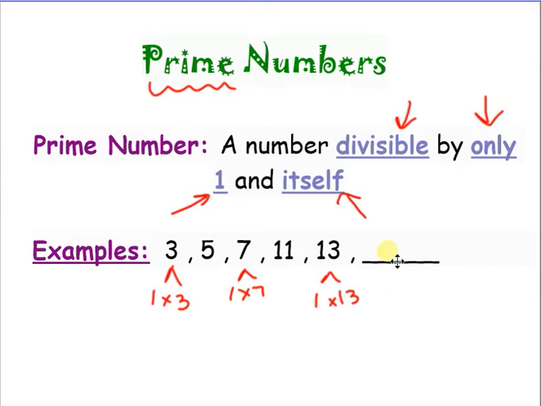Okay, so what would the next prime number be after 13? Well, it's not 14 because 14 is even, which means 2 goes into it. It's not 15 because if you add up 1 plus 5, that will give you 6, which means that 3 goes into it. It's not 16 because 16 is even, which means 2 goes into it. And the number is actually 17. The next prime number after 13 is 17 because none of the divisibility rules will work on 17. The only two numbers that go into 17 are 1 and itself.